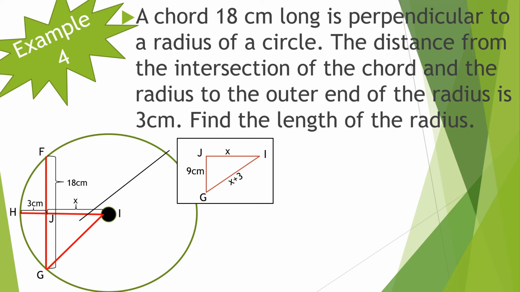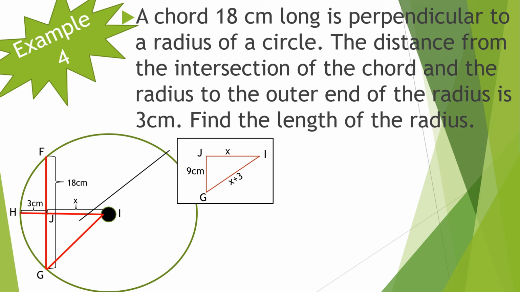Here, we have the chord FG, which is 18 cm. We have the radius HI, and it is divided into HJ and JI. HJ is 3 cm. But we don't know what JI is because it is not given. So the question is, how long is the radius of the circle, which is HI?